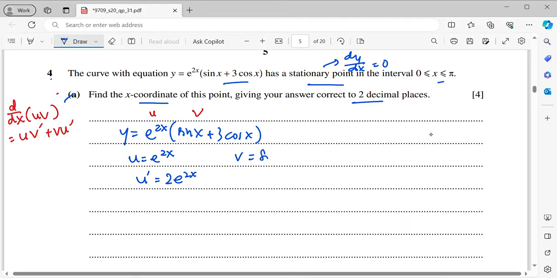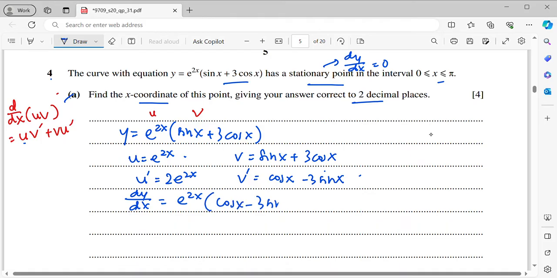So your v is sin x plus 3 cos x. Then the v prime: differentiate sin, you get cos. Differentiate cos is minus sin. Now your dy/dx is going to be uv prime, so exponential times the cos. So I will rewrite this. dy/dx equals exponential times the v prime, so cos x minus 3 sin x, plus vu prime, so that means sin x plus 3 cos x multiplied with 2e^(2x).